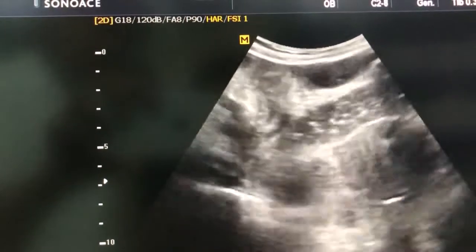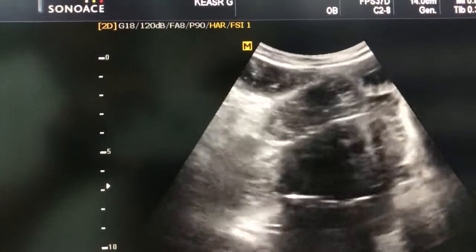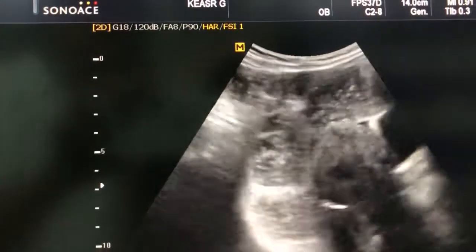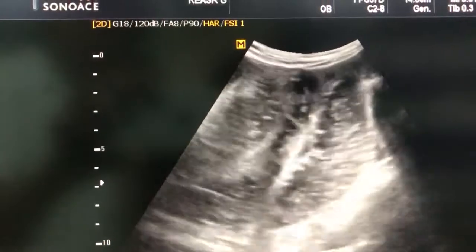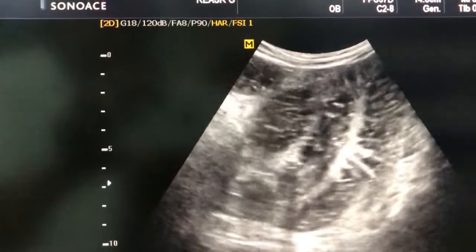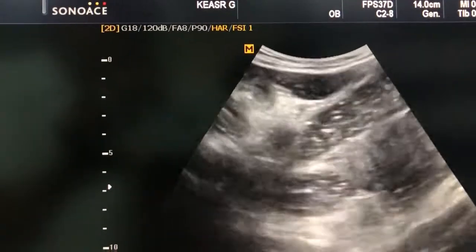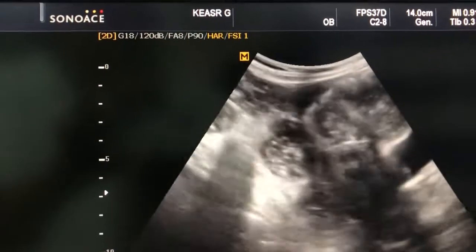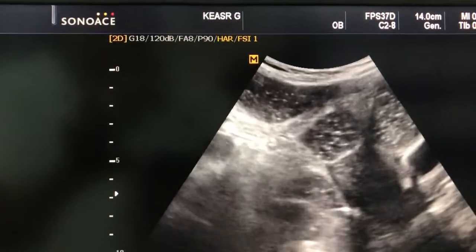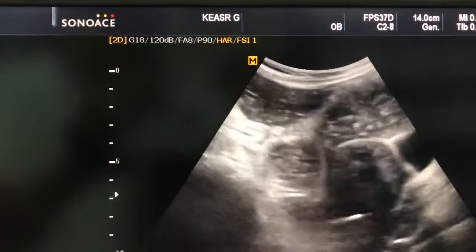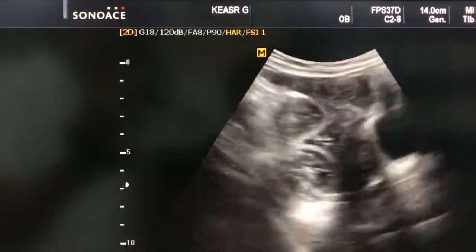A 60-year-old female complaining of pain in the abdomen since 3 days. One episode of vomiting before 3 days. No fever and no diarrhea. Just mild abdominal distension and one episode of vomiting before 3 days.